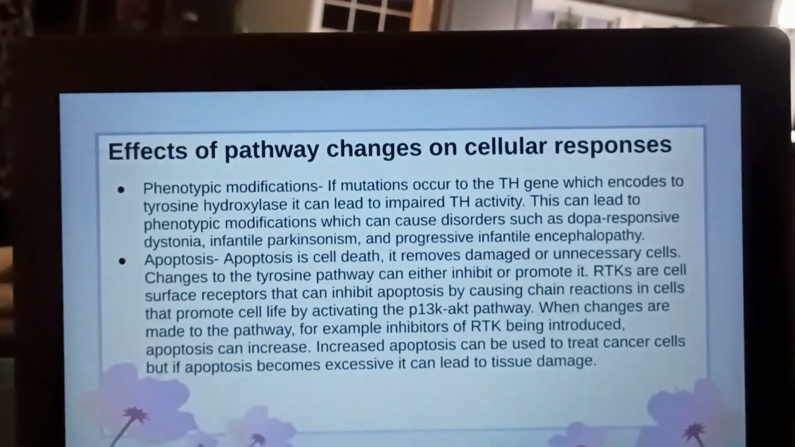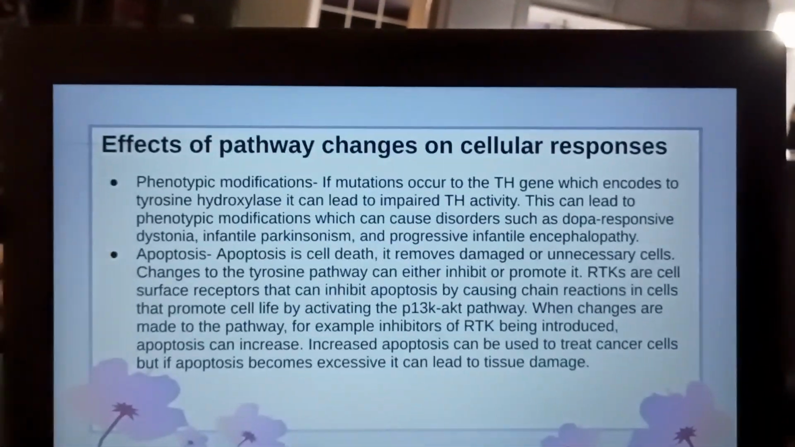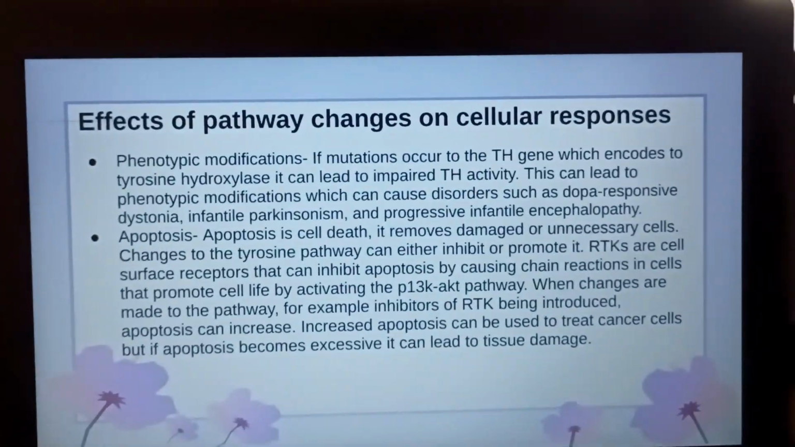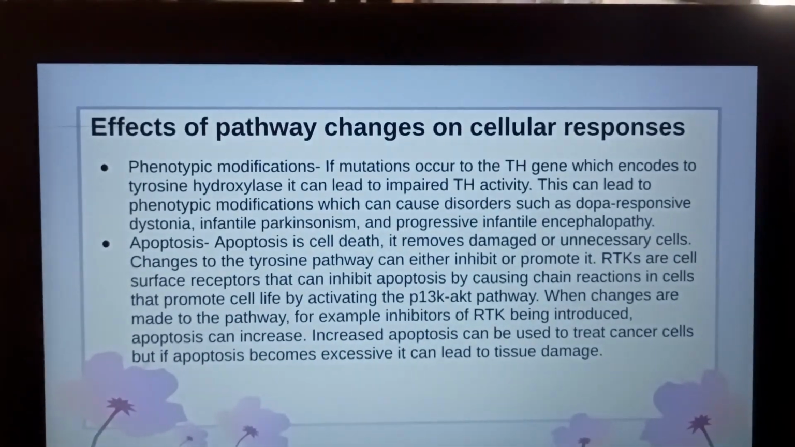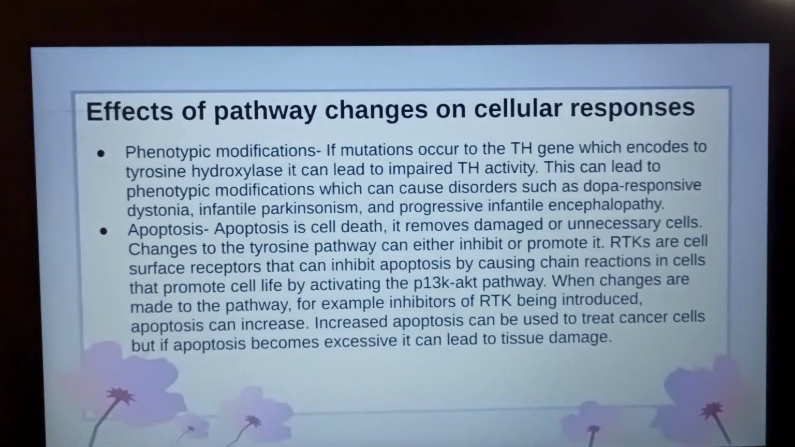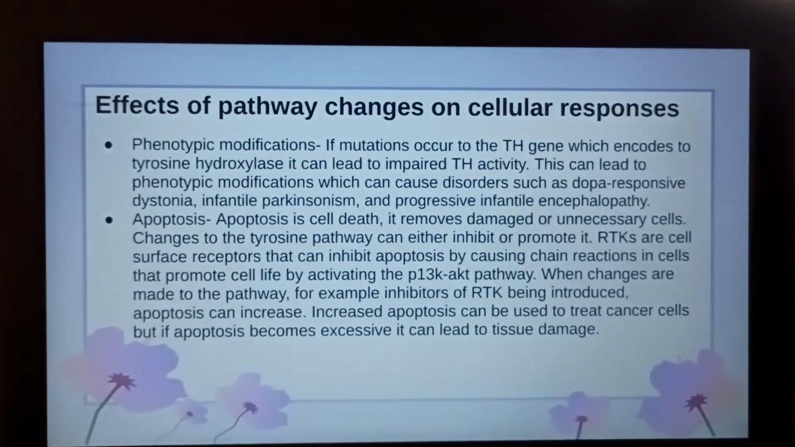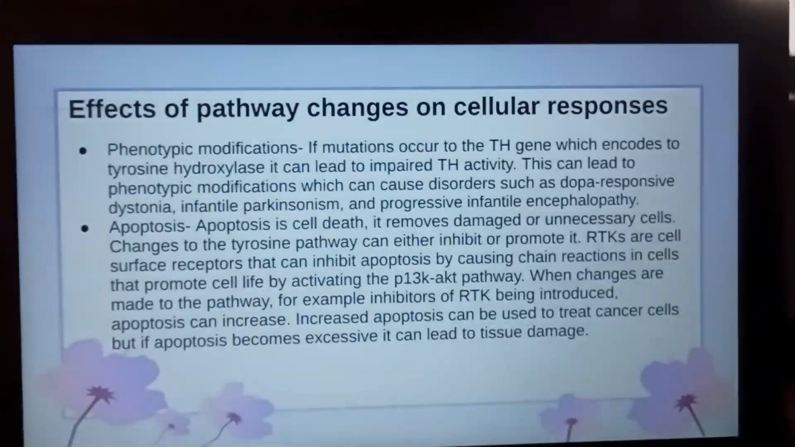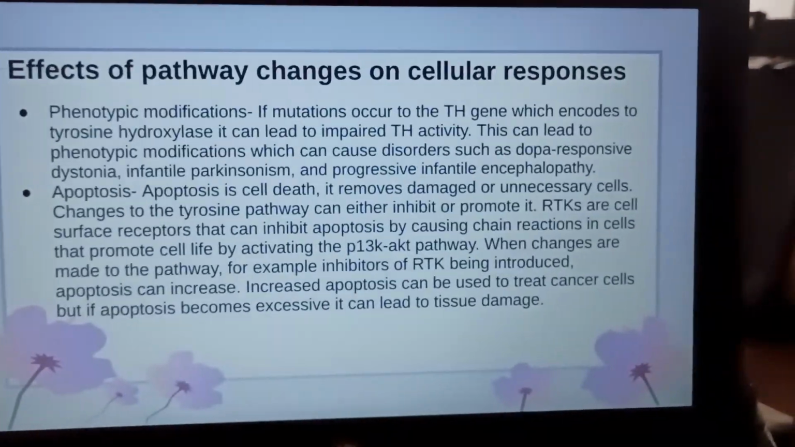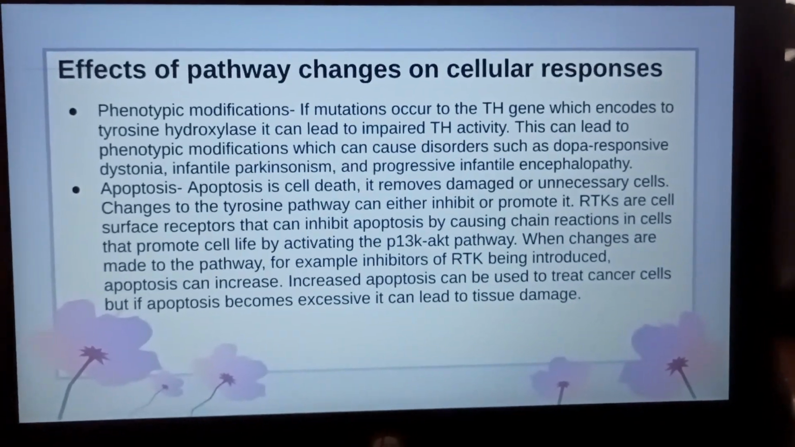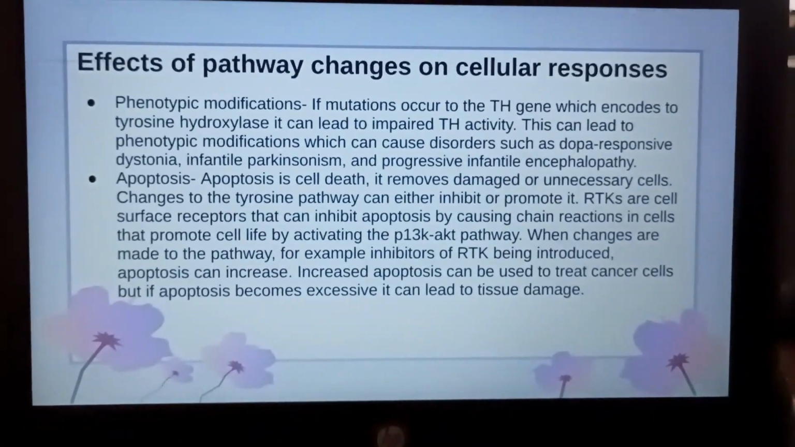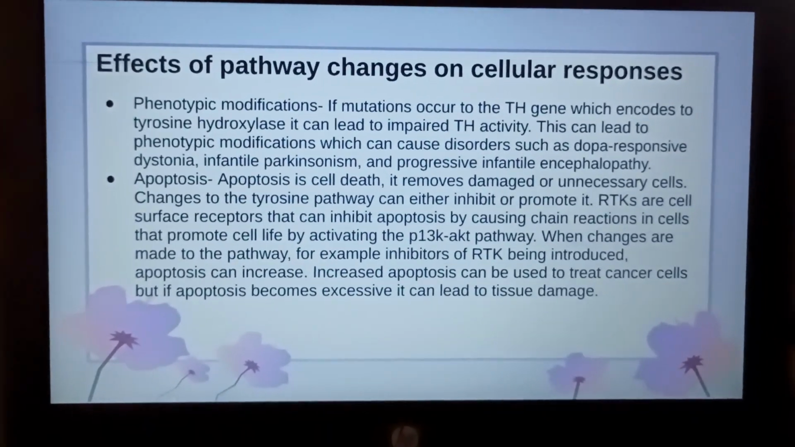Effects of pathway changes on cellular responses. Phenotypic modifications. If mutations occur in the TH gene, which encodes the tyrosine hydroxylase, it can lead to impaired TH activity. This can lead to phenotypic modifications, which can cause disorders such as dopamine-responsive dystonia.